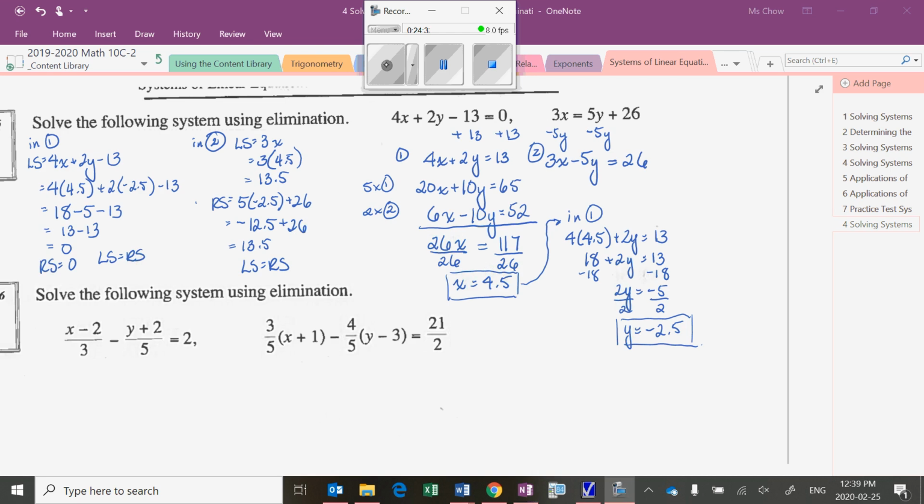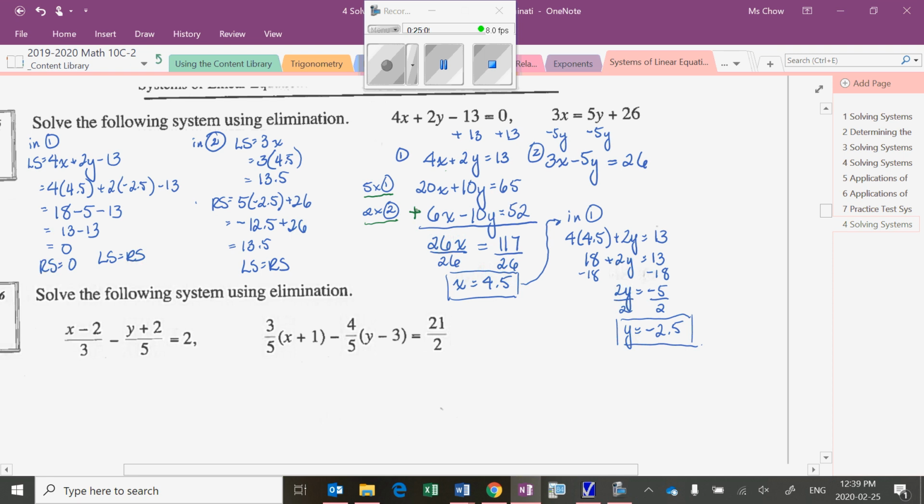Okay, so you can see that I decided to take our equation 1 and multiply it by 5. And so then if I multiply this whole thing by 5, I've got 20x plus 10y equals 65. Then I am looking for negative 10y in the second equation. So if I multiply everything by 2, I would get my negative 10y. So 2 times equation 2 is 6x minus 10y equals 52. Then I'm going to add those new equations together.